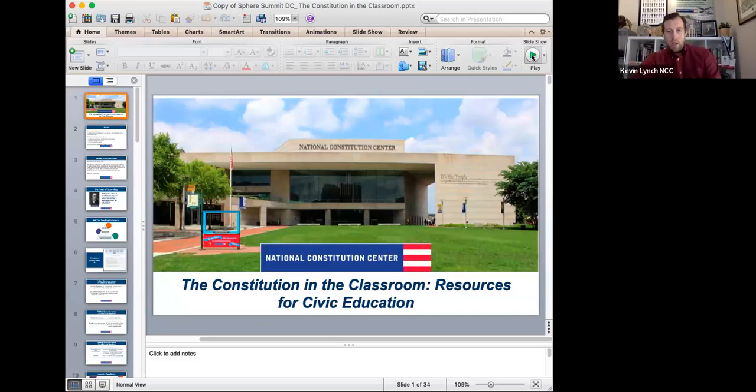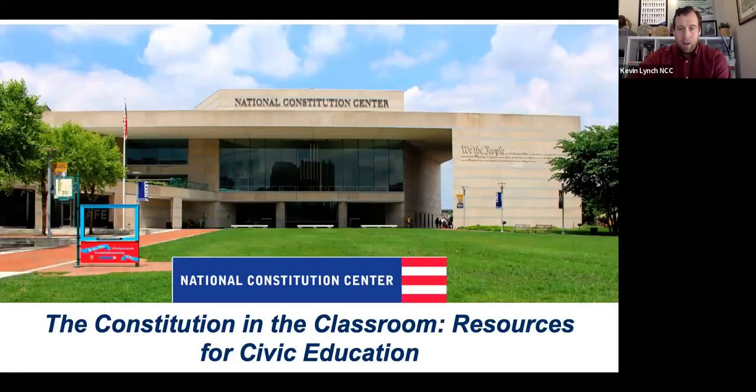So let me go ahead and share my screen here and bring up our presentation. You'll see the Constitution Center in the background there. I know Christine's been there, not sure if anyone else has, but we're located right in historic Philadelphia. Some scholars have referred to it as the nation's most historic square mile. It's right across the street from the Liberty Bell, right across the street from Independence Hall, of course, the site of the signing of both the Declaration and the Constitution.